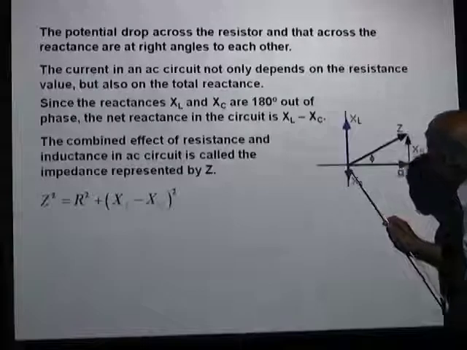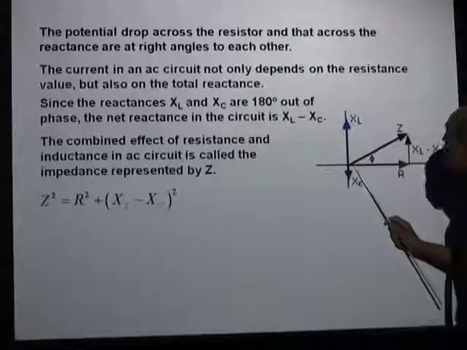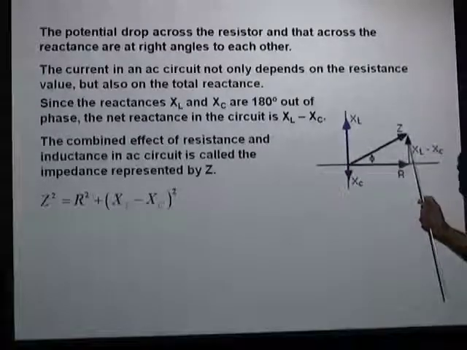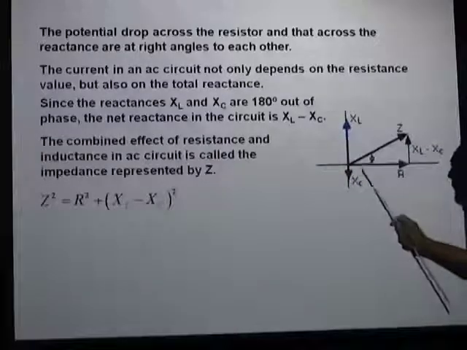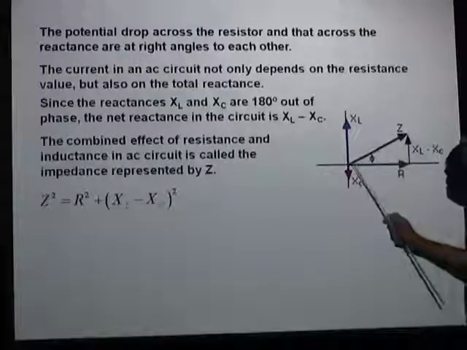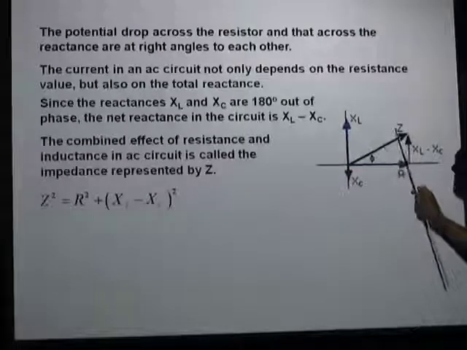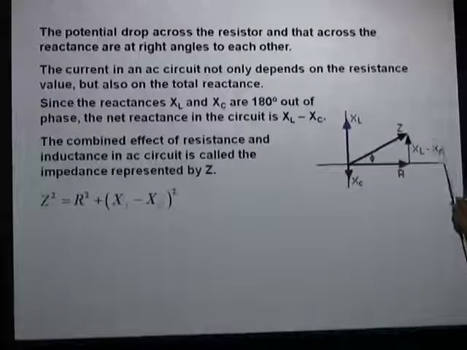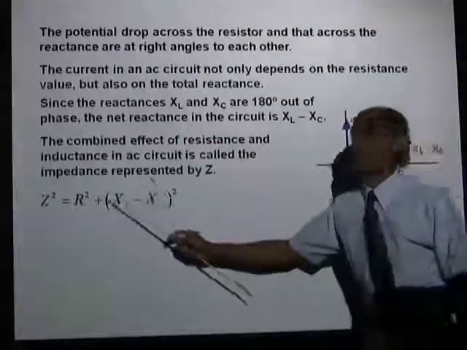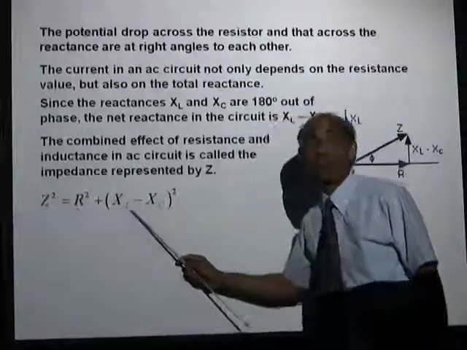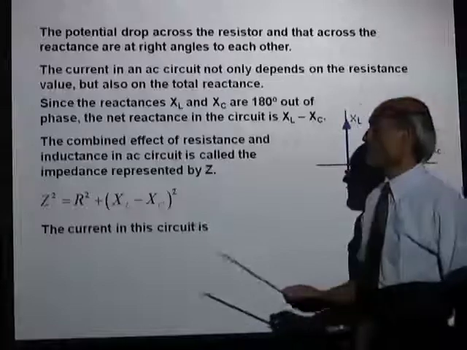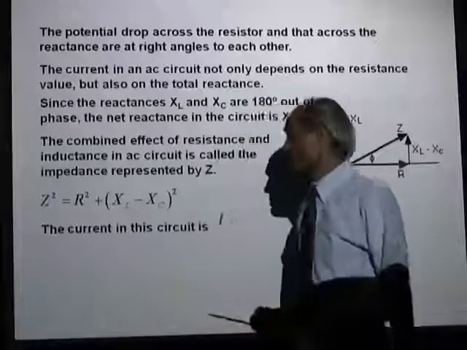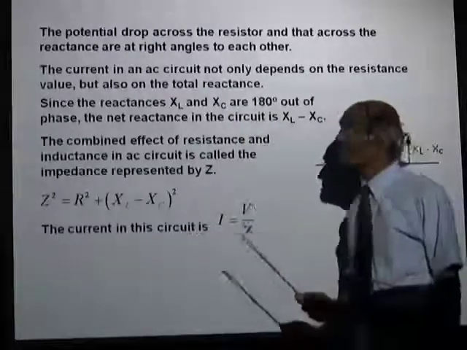And if this is the total impedance, it is due to the net reactance. Look at this, XL minus XC is this vector. R is this vector. Therefore, the total impedance is the third side, which is the Z. So Z squared equal to R squared plus (XL minus XC) squared. So this is the total impedance for the LCR circuit. And what is the current in the circuit? The current is determined by the impedance. So that will be I equal to V over Z.